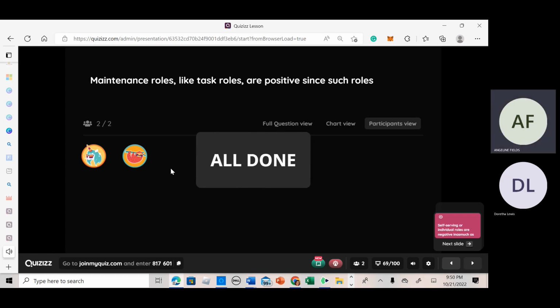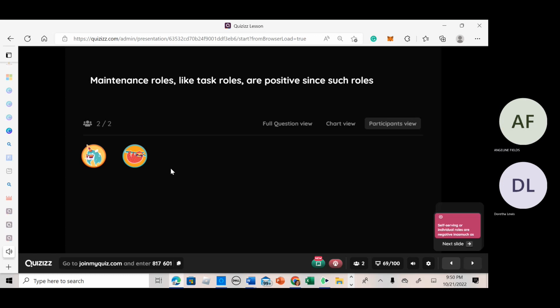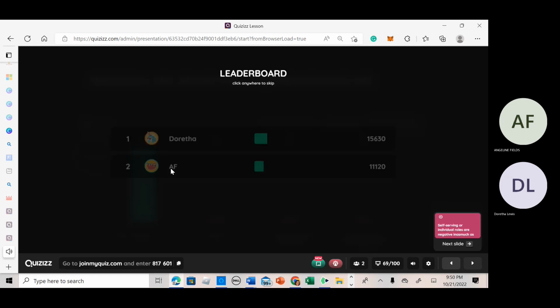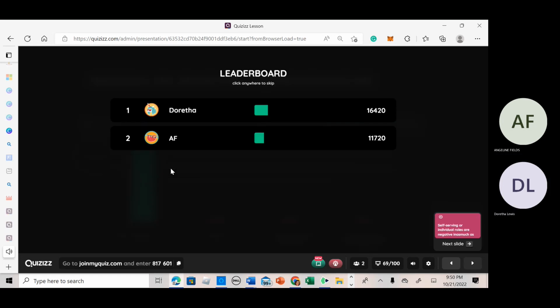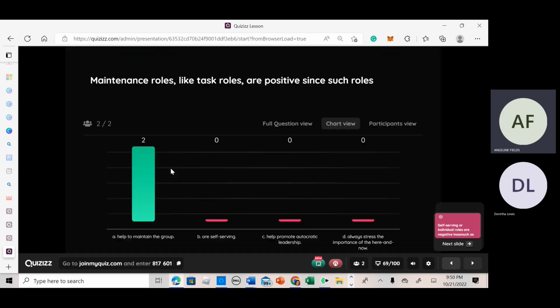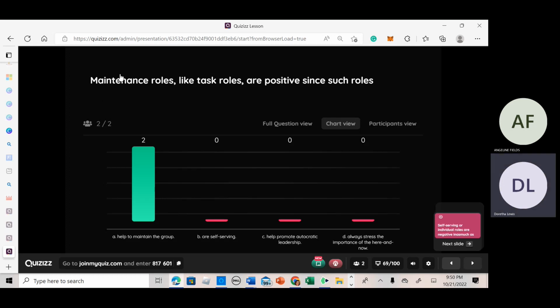I was worried about that word, maintain and maintenance. Maintenance roles, like task roles, are positive since such roles help maintain the group. And the key word too is maintain, maintenance.